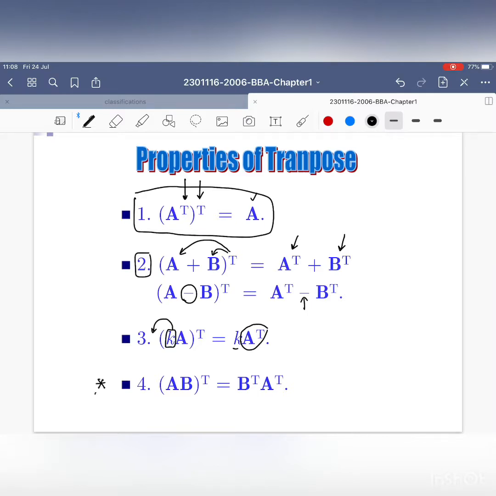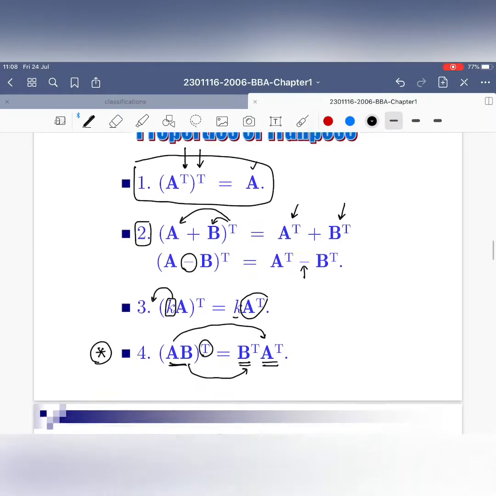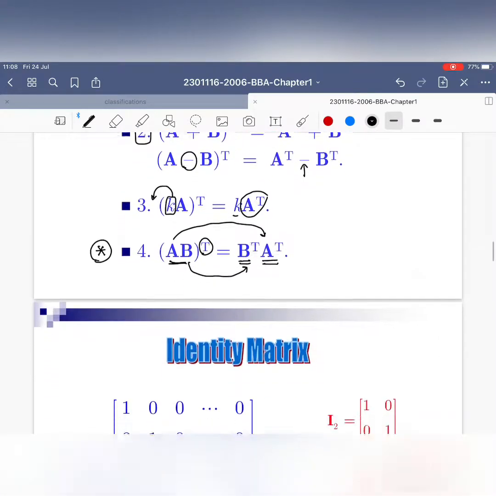Number 4, it is very important, is that if you do A times B and then transpose outside, it will be the same as you do a B transpose first multiplied by A transpose. So you do have to switch, you see, you do have to switch the order of your A and your B. This is very important.